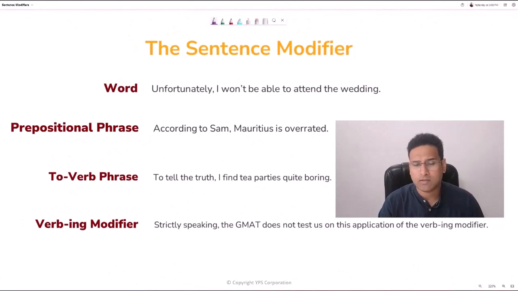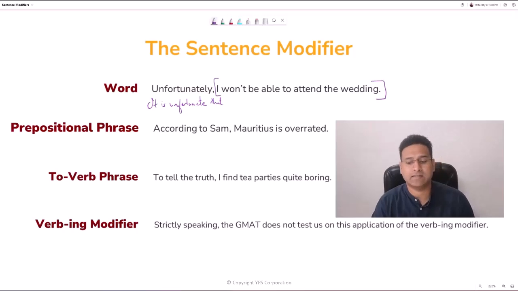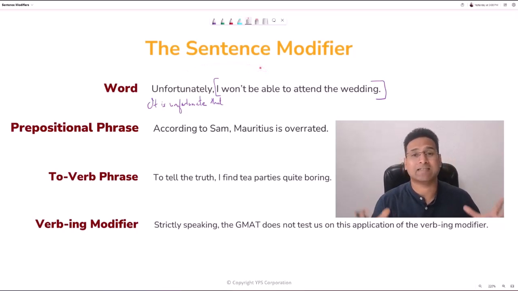Do you see that this sentence means that it is unfortunate that I won't be able to attend the wedding? I hope you all see this. What is the thing that is unfortunate? It is not any one particular word in this clause after the comma. It is the entire idea after this comma that is unfortunate.